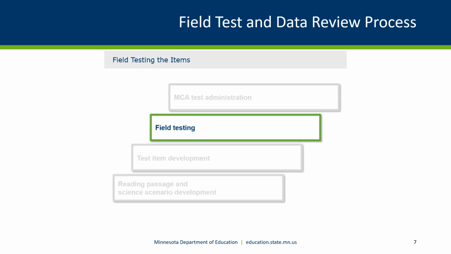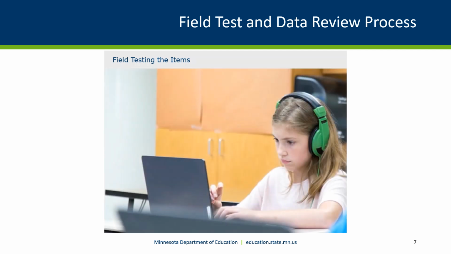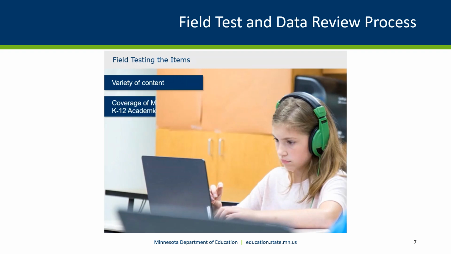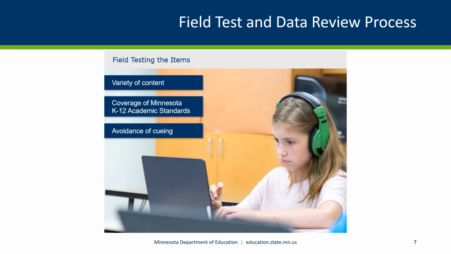The next stage in the test item development process is field testing. From the test items approved by new item review and community member review committees, MDE selects certain items for field testing. Items are selected based on their desirable characteristics, including content, necessary coverage of the Minnesota K-12 academic standards, and avoidance of queuing answers to other items. The purpose of field testing items is to gather data on how the items perform. Field test items are embedded within the MCA and are not included in student scores.